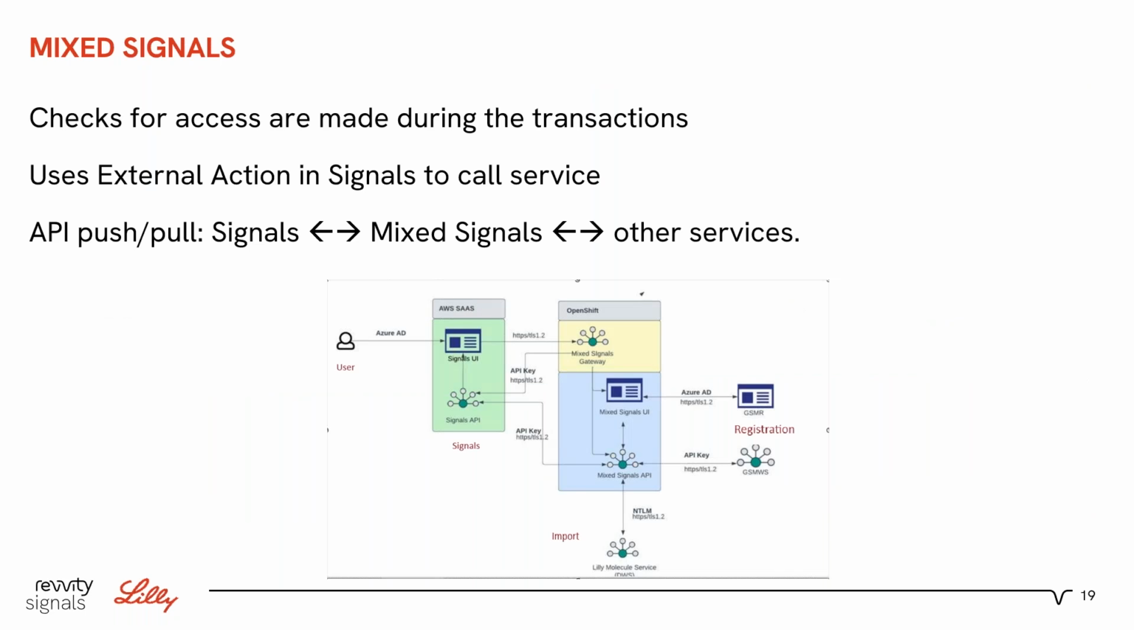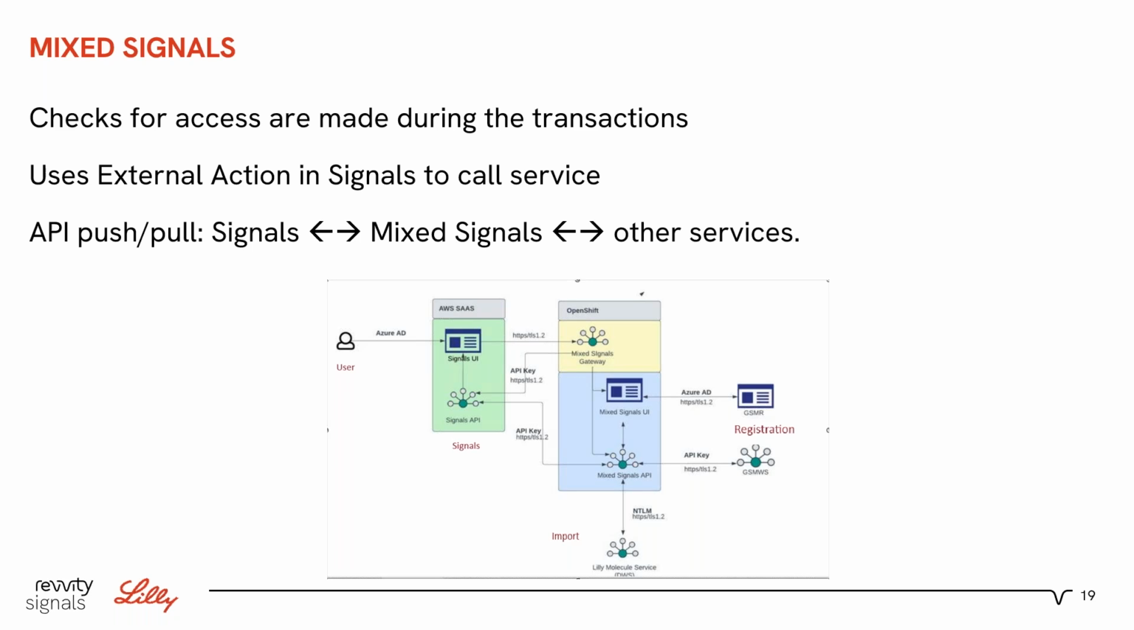So those are our mixed signals integrations that we had when we rolled out the service. We're using the external action to call them and then using the API to push and pull between signals, mixed signals, and other services. I've shown the diagram here, but we've already kind of talked through what happens.